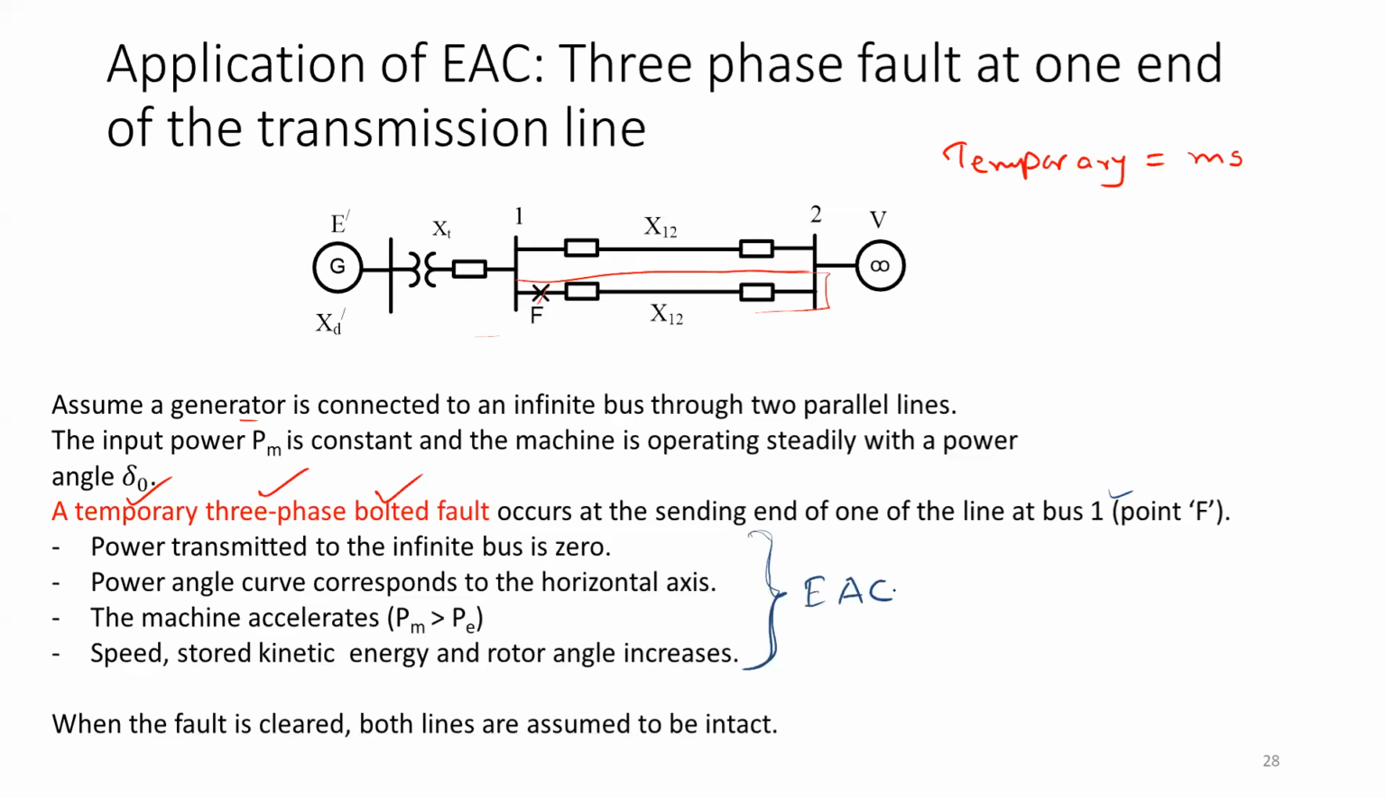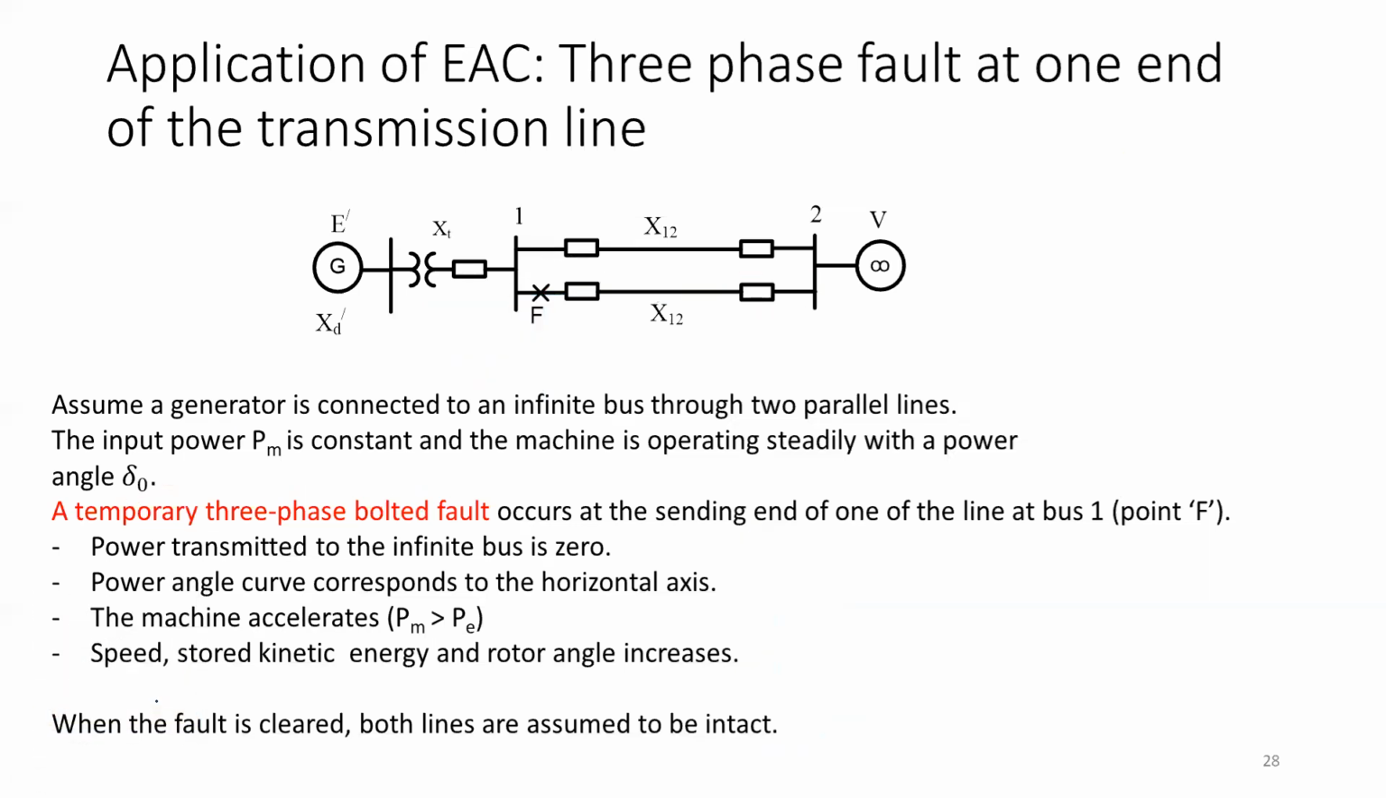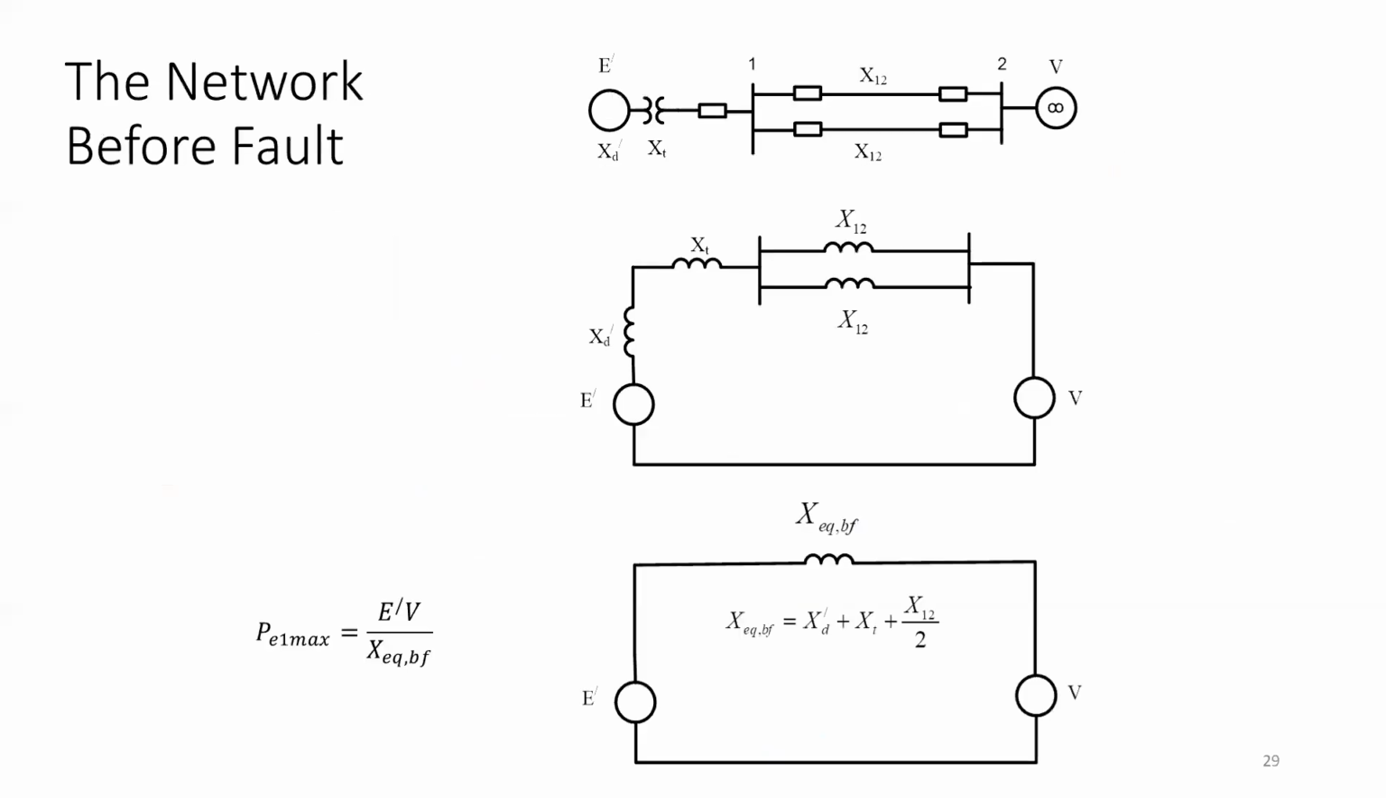So what is the last assumption? When the fault is cleared, both the lines are assumed to be intact. That means, as we said initially, there will be a tree. It is getting a shorted path, but as soon as the tree moves away, my current is going as it is supposed to go via the lines. So when the fault is cleared, both the lines are assumed to be intact. Any question over here? If there are no questions, let's move forward.